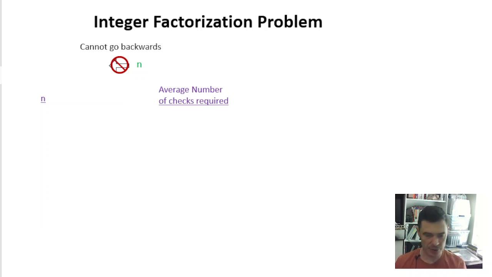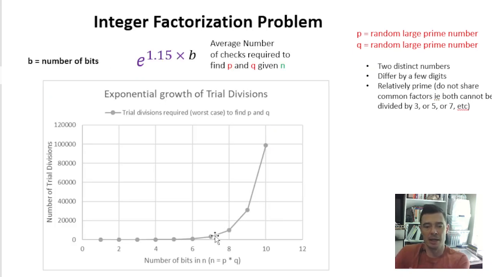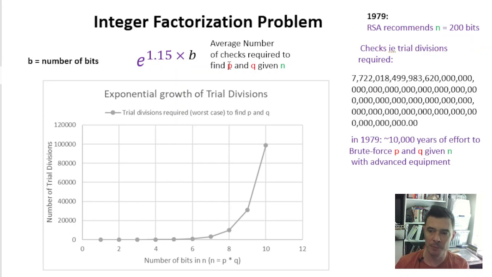And computers are looking at this in bits, and there's an equation that describes this. So this is the amount of effort you would need to factor, to find your secret numbers P and Q, if you start with a publicly known number n. And this chart here just shows the start of the exponential growth. Once you reach 10 bits, you would need almost 100,000 checks in order to factor and figure out what P and Q were. And when RSA was first published, a 200-bit n was recommended. And at the time, the most advanced computers in the world would need 10,000 years to factor P and Q.